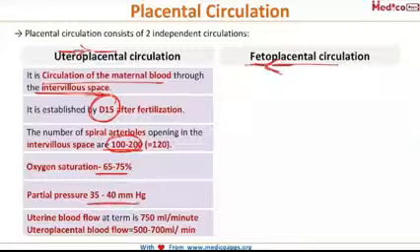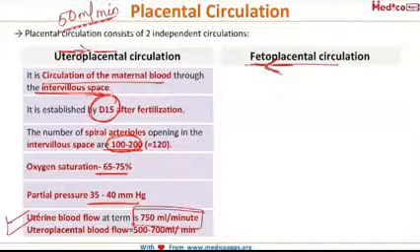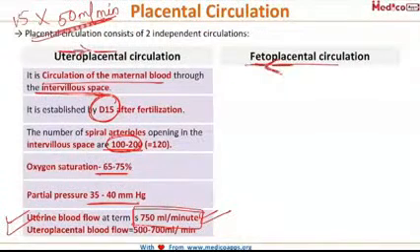Now a very important question is, what is the uterine blood flow at term? In pre-pregnant state, the uterine blood flow is 50 ml per minute, and this increases to 750 ml per minute at term. That is, it increases almost 15 times from that of the non-pregnant state. And now the uteroplacental blood flow at term is 500 to 700 ml per minute. Now let's talk about the fetoplacental circulation.